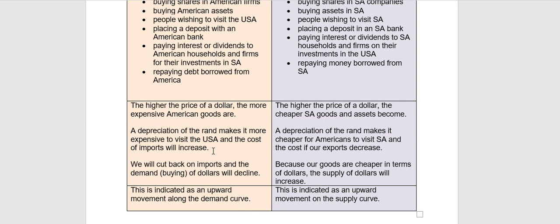The law of demand says if goods become more expensive, the quantity demanded will decrease. So if our imports become too expensive, we are going to try to decrease the amount of imports. We will not import as much as we did before, and then our demand for dollars will also decrease. When there's a depreciation in the rand, that is normally shown as an upward movement along the demand curve, because the exchange rate is indicated on the vertical axis. So if more rand is given, we are moving higher up onto the demand curve. You could see that in the previous lesson as well.